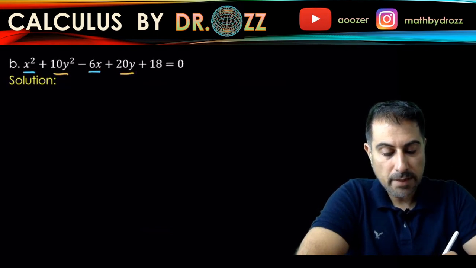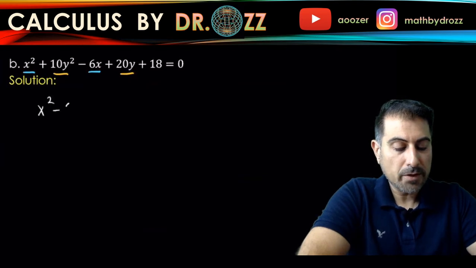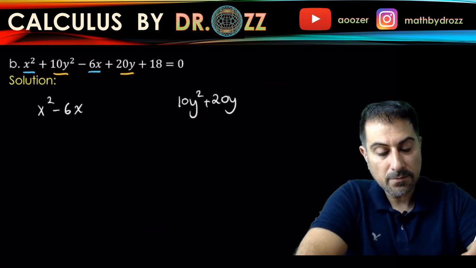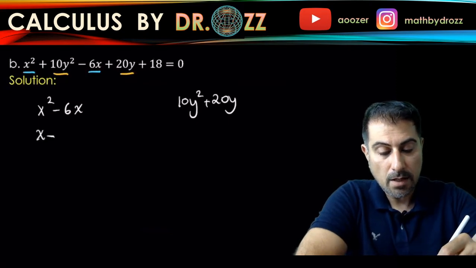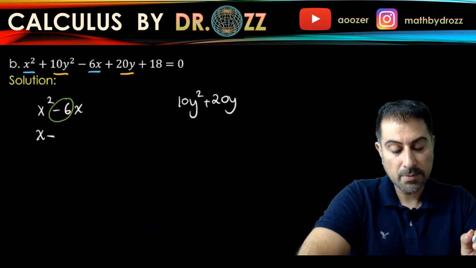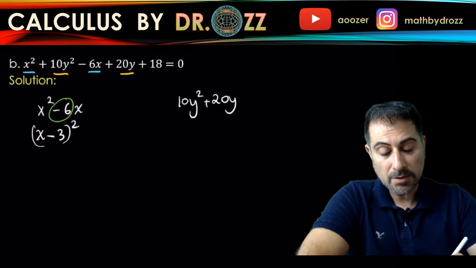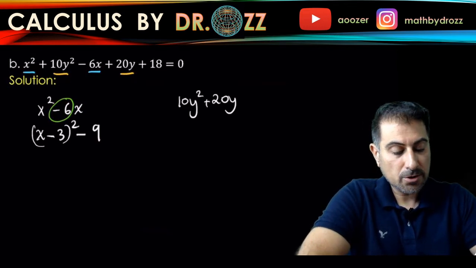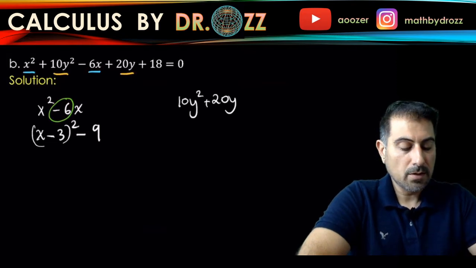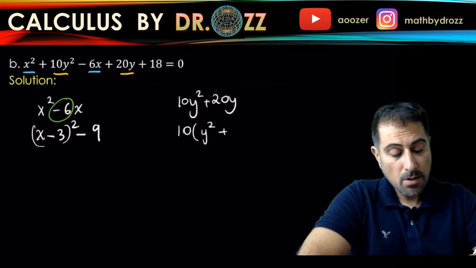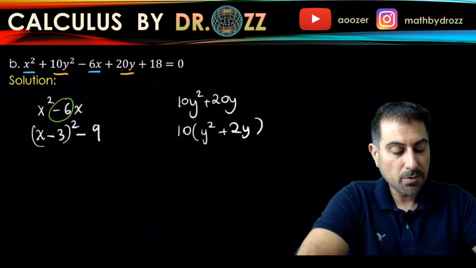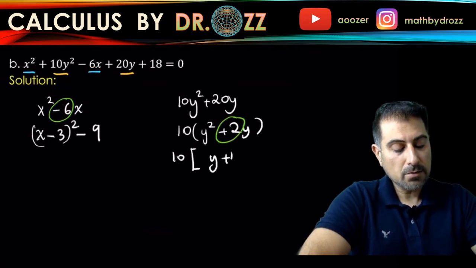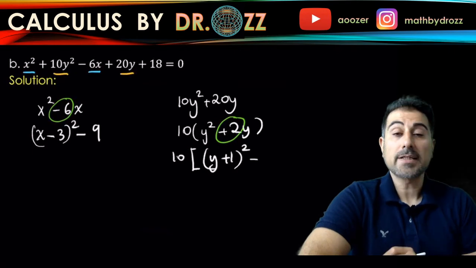So I'm going to write x squared minus 6x here, and 10y squared plus 20y here. For the first one, I'm going to put an x here, take half of this coefficient, and then take the quantity squared, and I'm going to compensate by subtracting the square of the last term. For the next one, first I need to factor 10 out, so I'm left with y squared plus 2y here. With the 10 out, I take half of this coefficient and add it to y. So it becomes y plus 1 quantity squared, compensated by subtracting the square of the constant term, which is 1.